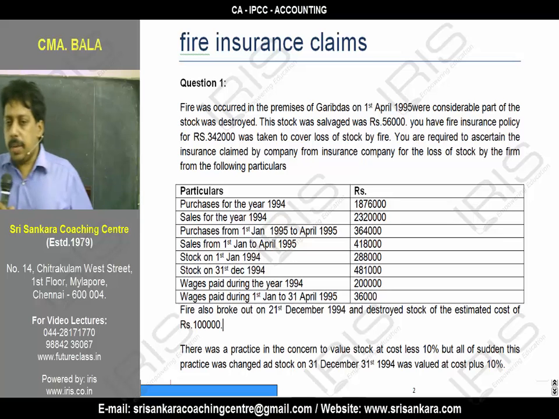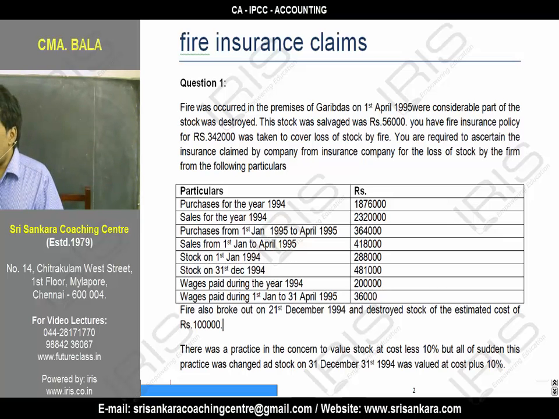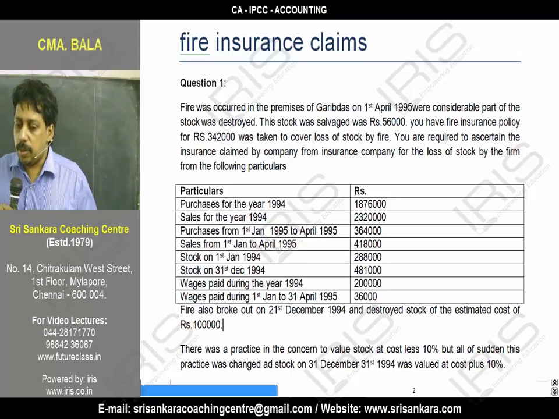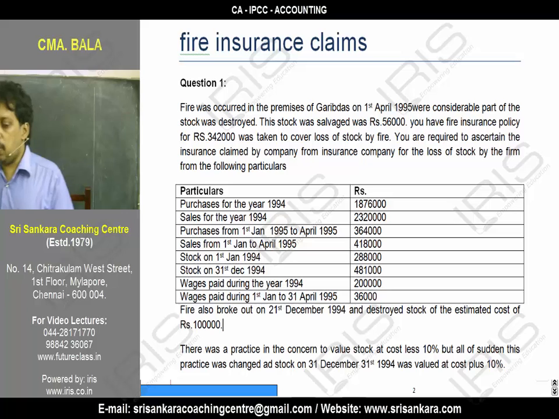So, but that can be done even by preparing what? A trading account. I can place the opening stock 10,000, purchases 1 lakh, and sales on the credit side, and then gross profit, and closing stock as the balancing figure. You can have it. The same impact.